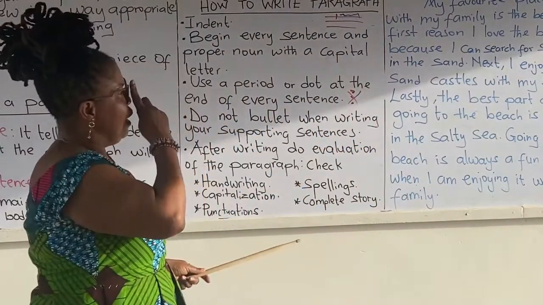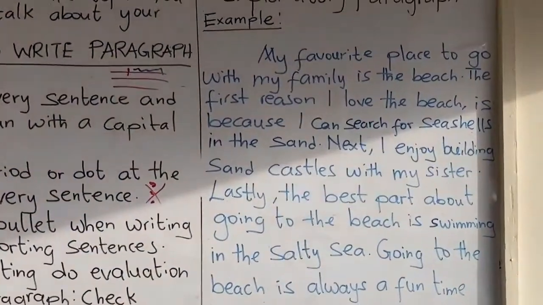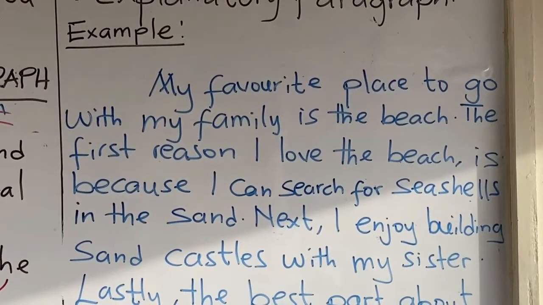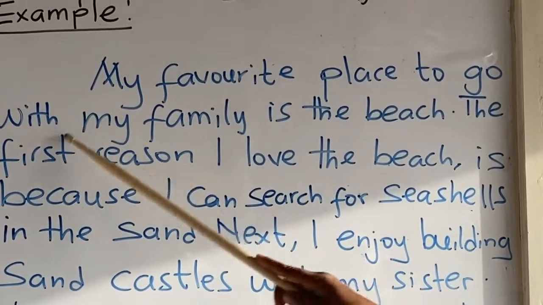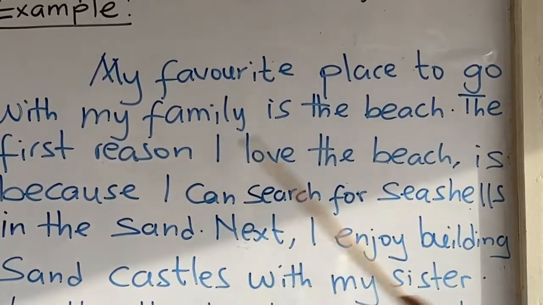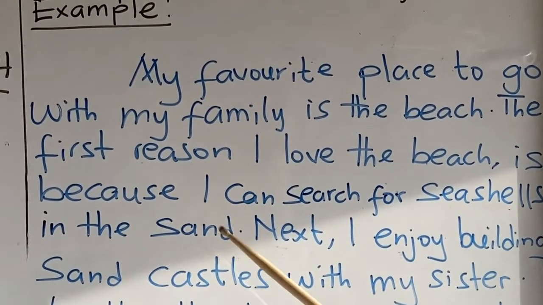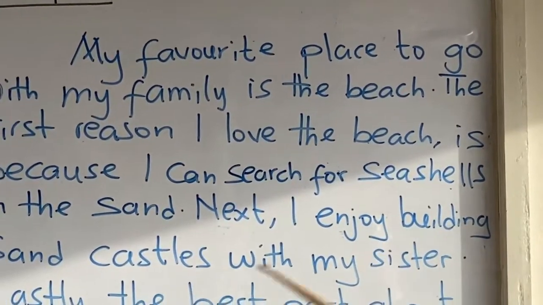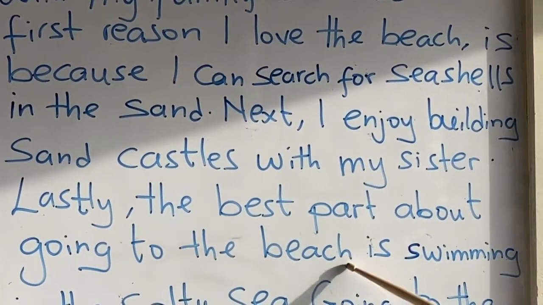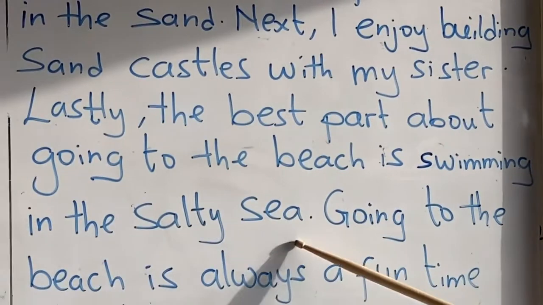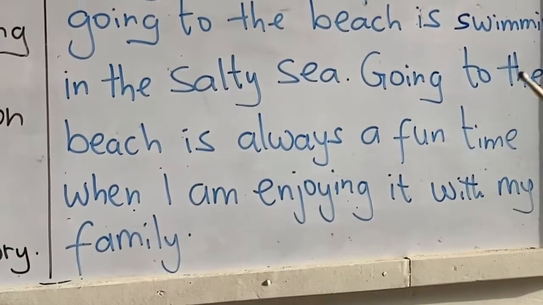Now, we are going to look at an example of a paragraph. This one is talking about the family place that you visited. Now, I'm going to read, pay attention. My favorite place to go with my family is the beach. The first reason I love the beach is because I can search for seashells in the sand. Next, I enjoy building sand castles with my sister. Lastly, the best part about going to the beach is swimming in the salty water. Going to the beach is always a fun time when I am enjoying it with my family.